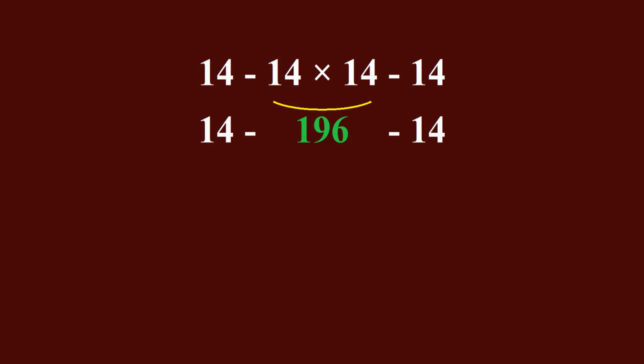So 14 minus 196, which equals minus 182. So we have minus 182 minus 14, which equals minus 196. And this is our final answer for this problem.